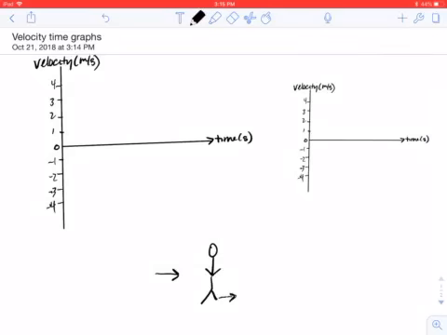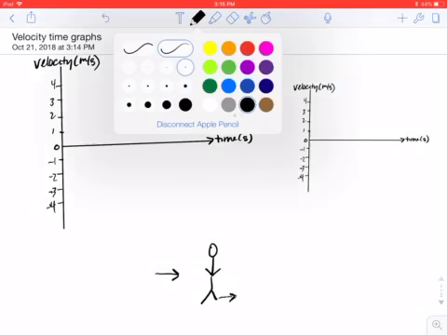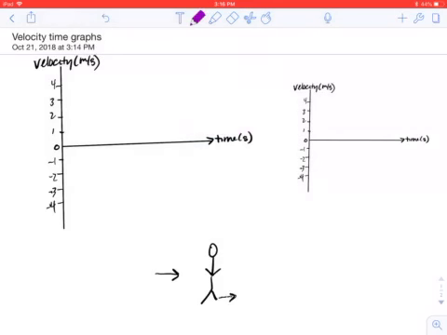All right, velocity time graphs are generally a little bit harder for kids to understand. Position time graphs tell you your location. Velocity time graphs tell you your movement. How are you moving? Notice it doesn't necessarily tell you where you are, it just tells you how you're moving.